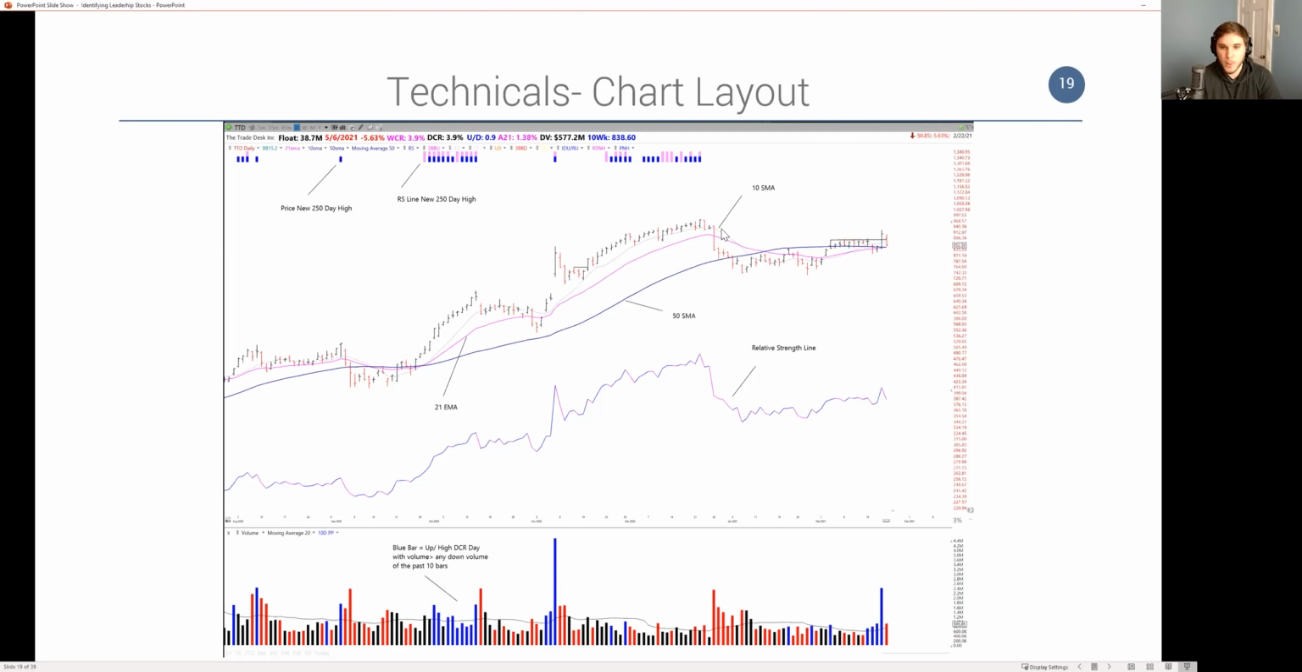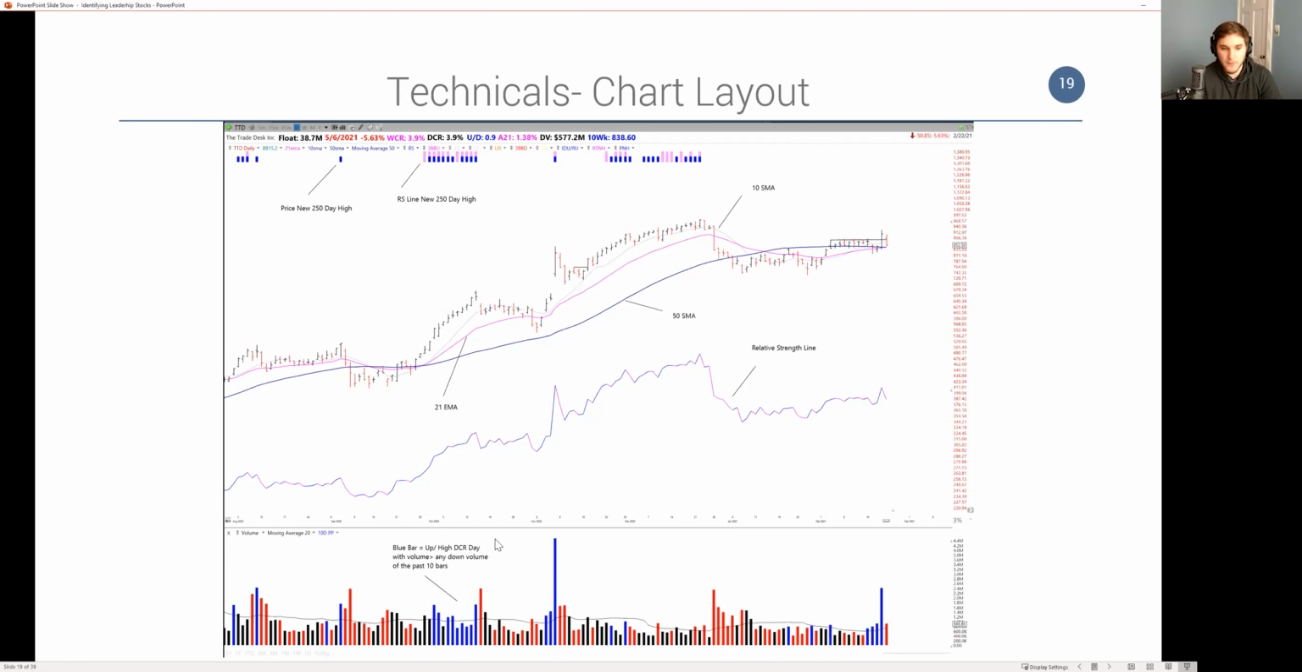For my moving averages, I use the 10 simple, the 21 exponential, and the 50 simple as well. Down here, I've got the RS line plotted on my chart, and this basically just tracks the stock's price relative to the SPX, or the SPY in this case.